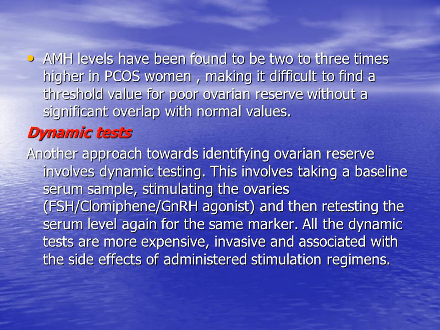Dynamic tests. Another approach towards identifying ovarian reserve involves dynamic testing. This involves taking a baseline serum sample, stimulating the ovaries with FSH, clomiphene or a GnRH agonist, and then retesting the serum level again for the same marker. All the dynamic tests are more expensive, invasive and associated with the side effects of the administered stimulation regimens.